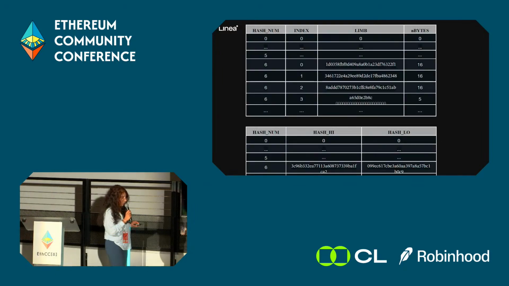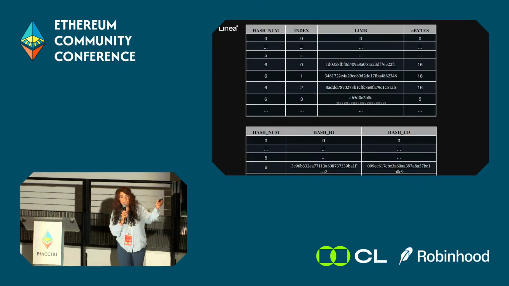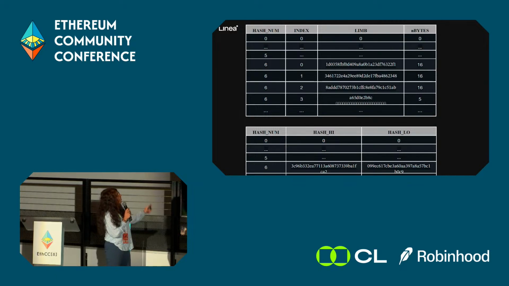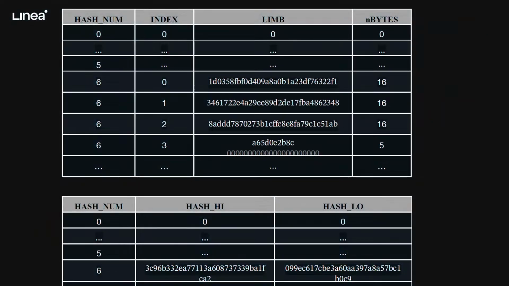A more realistic example of what is happening on Linea is the hashing of the RLP of the transactions. For example, here we store the RLP of the transaction in a column called lim, and as you see, hash number 6, all of them are related to the same transaction. And then you have another table down here that shows the result of the hash, for example, hash number 6 for transaction 6.